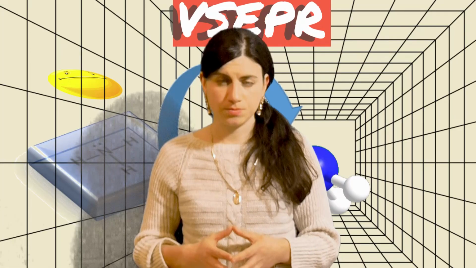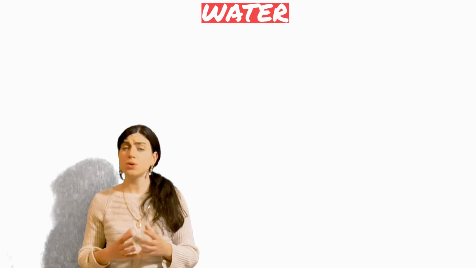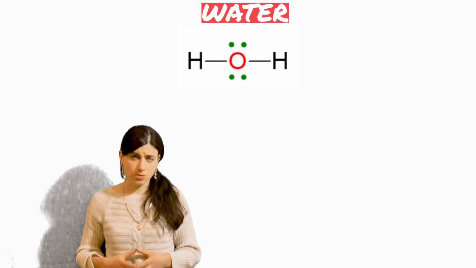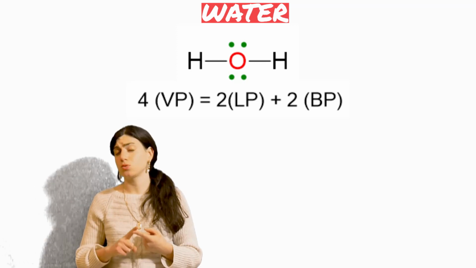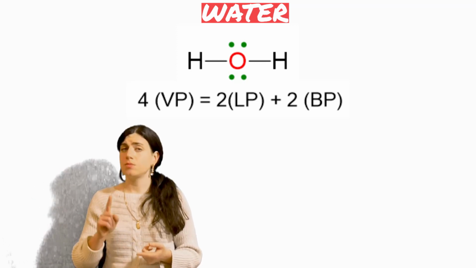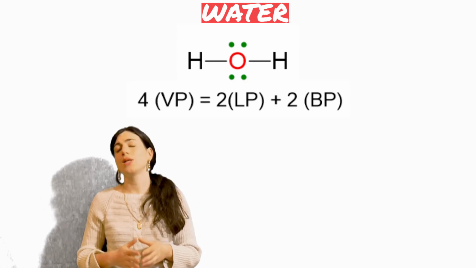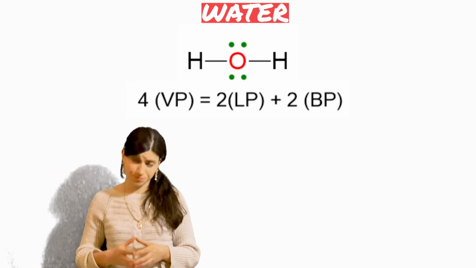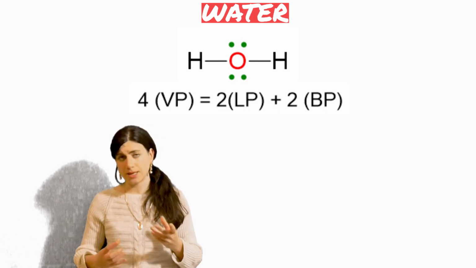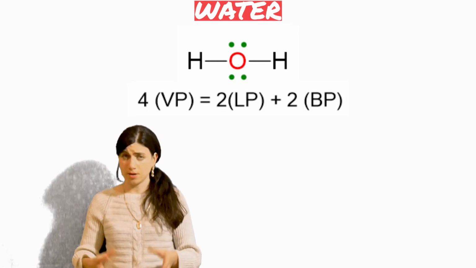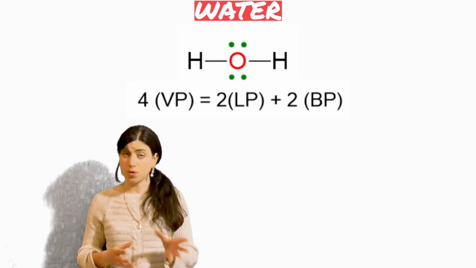Let's do an example. Let's take the molecule of water. Let's write the Lewis structure of water. Let's count the electrons. VP is 4 with LP equals to 2 and BP equals to 2. So let's take our table. Let's see VP equals to 4. We have seen that many times in this video. VP equals to 4, the arrangement is the tetrahedral electron arrangement. So let's write this electron arrangement for water.